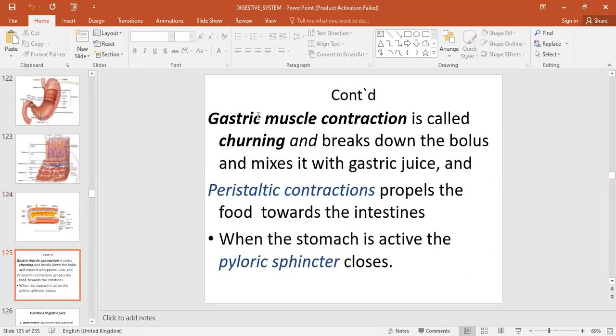So I've explained what churning is all about. This is mixing of gastric contents with gastric juice. When that mixing is done and digestion is done, then the pyloric sphincter will loosen or relax, and then food will go from the stomach into the small intestines. Before that, the pyloric sphincter remains closed. Okay.